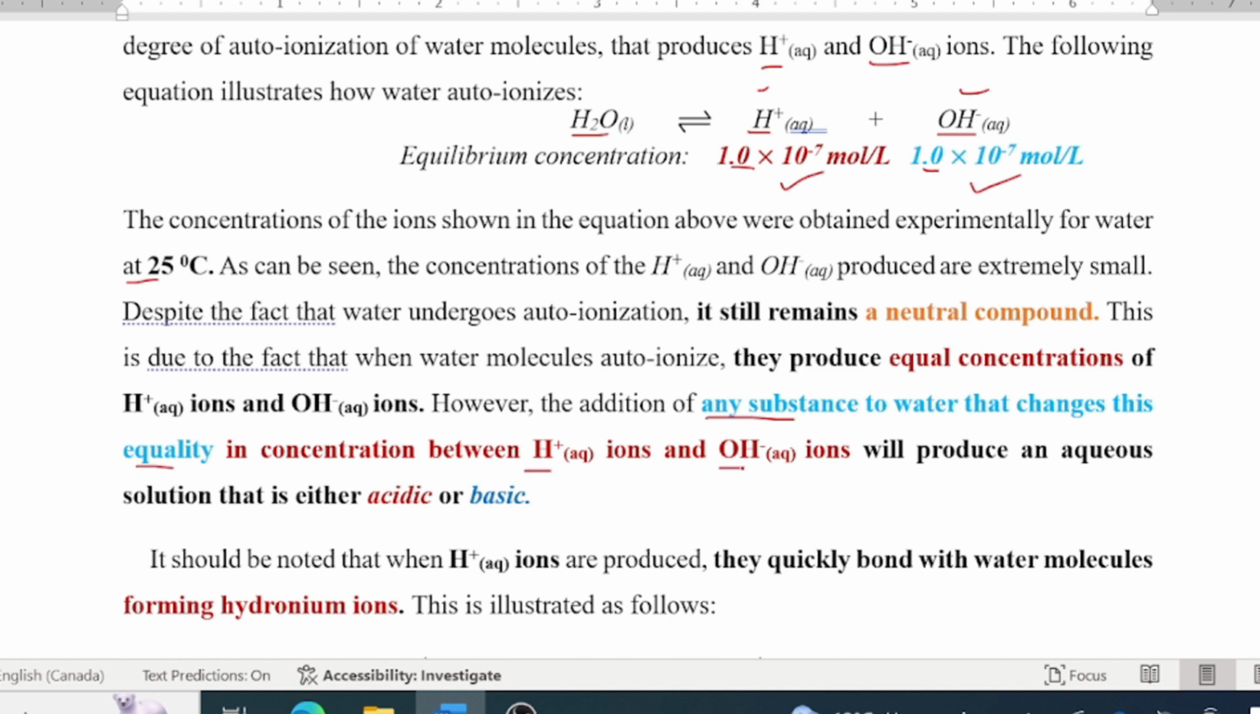Any substance added to water that changes this equality in the concentration of hydrogen and OH ions will produce an aqueous solution that is either acidic or basic. Right now, at 25 degrees Celsius, we have an equal concentration of hydrogen ions and OH ions. Anything that upsets this equilibrium, causing the OH to become more than H, will make it a basic solution, or something that causes the H ion concentration to get higher than the OH ion concentration will cause it to become acidic.